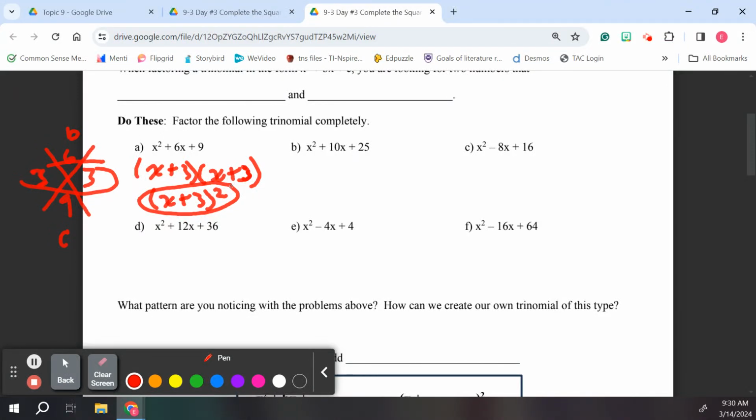All right, I'll do one more. So for B, again, 10, 25, what two factors of 25 add up to 10? That would be 5 and 5. So the answer for this is going to be x plus 5 quantity squared.